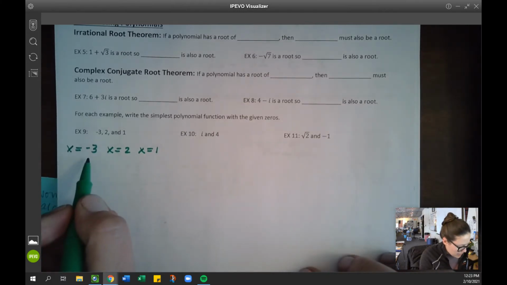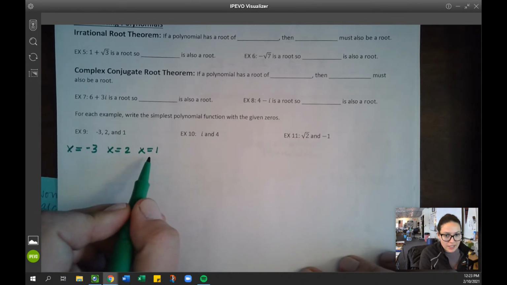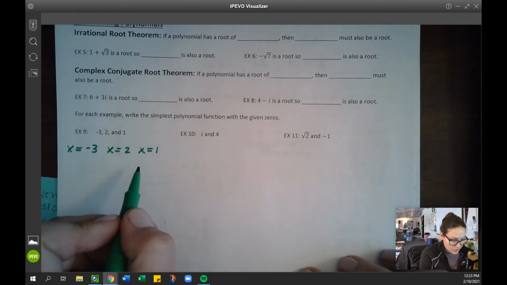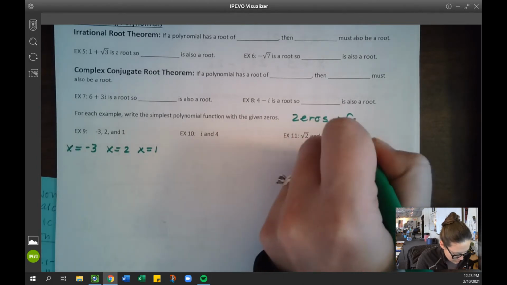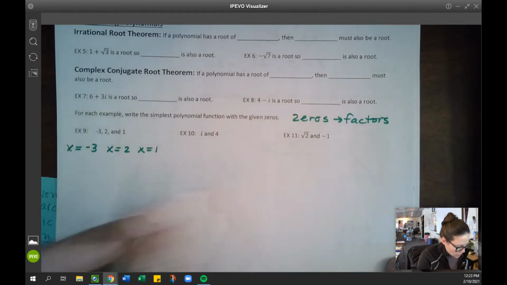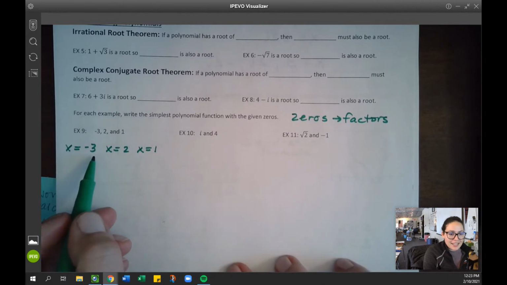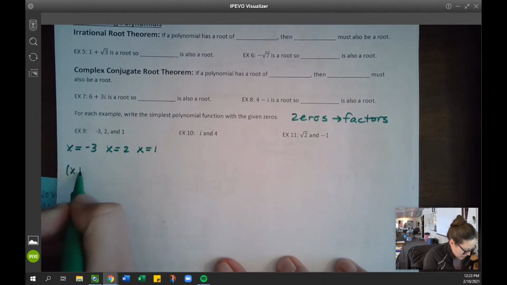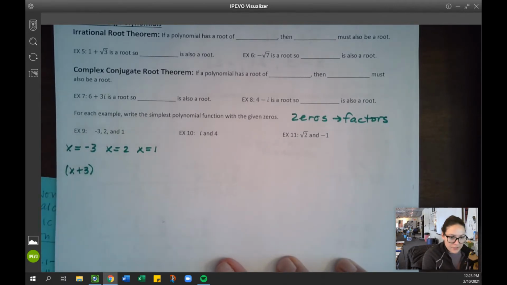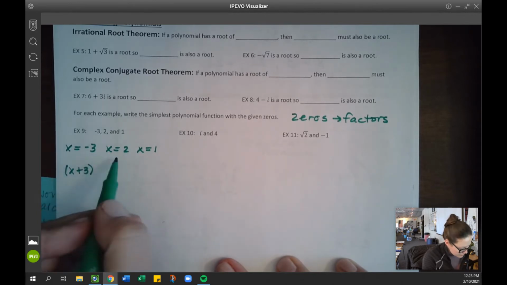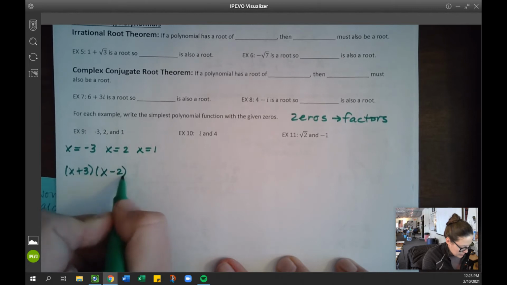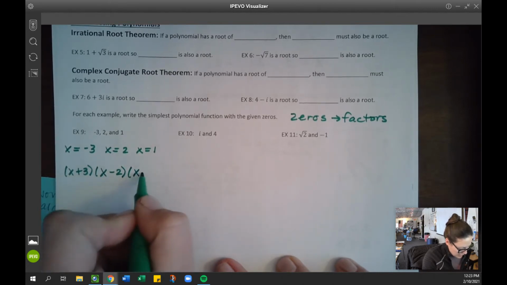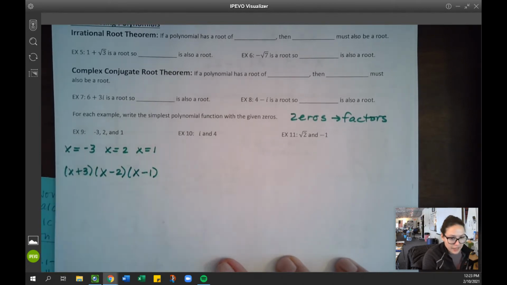So the first step is to take our zeros and turn them into factors. If x equals -3 is a zero, that means x plus 3 is a factor. If x equals 2 is a zero, that means x minus 2 is a factor, and x minus 1 is a factor because 1 is a zero.